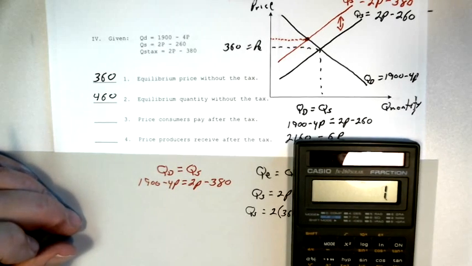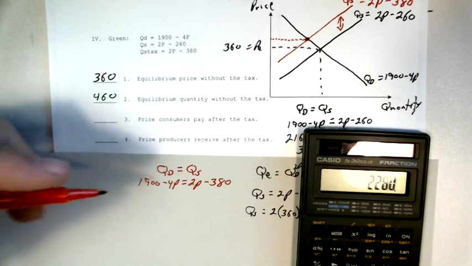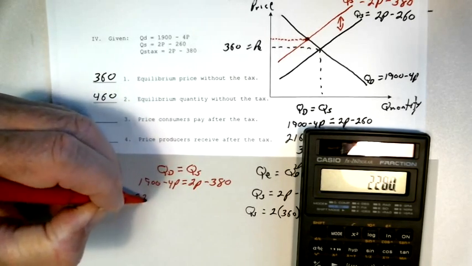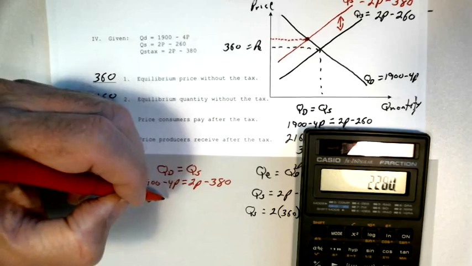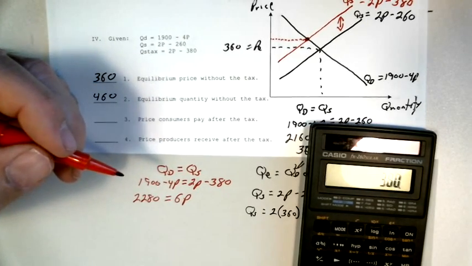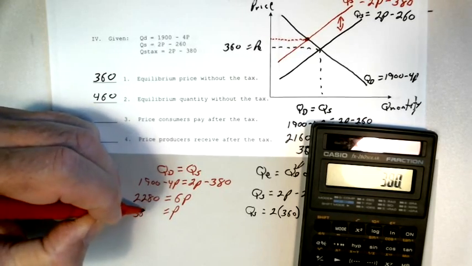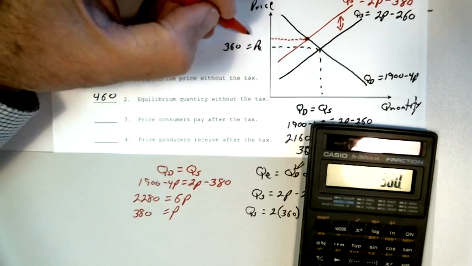So let's see. 1900 plus 380 gives me 2280. And I'm going to add the 4p to both sides. It gives me 6p. Dividing through by 6, I get a new equilibrium price of 380. 380. So that's this number right here.